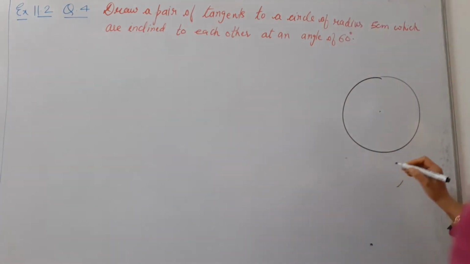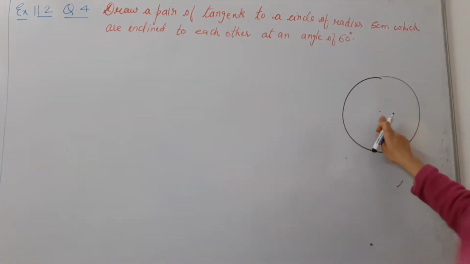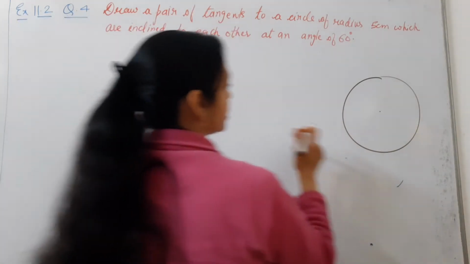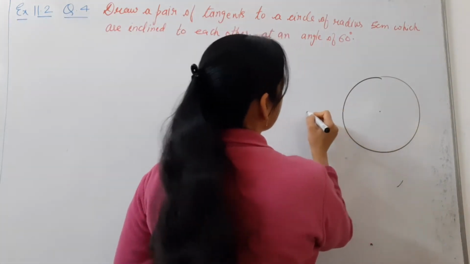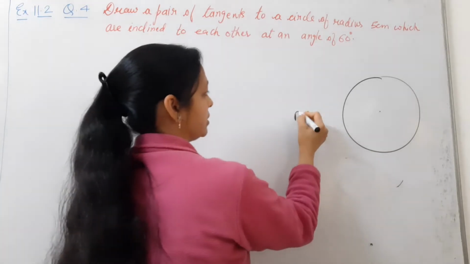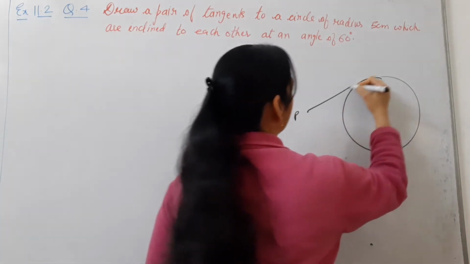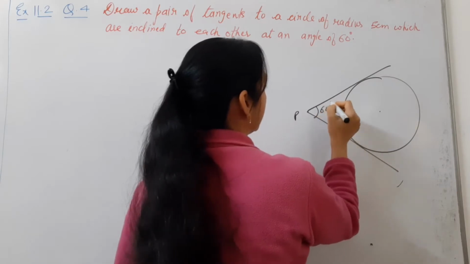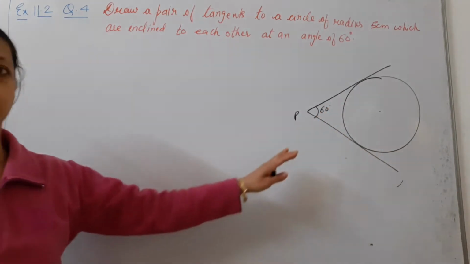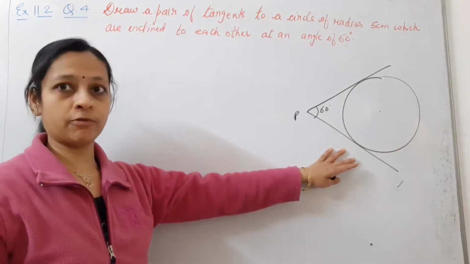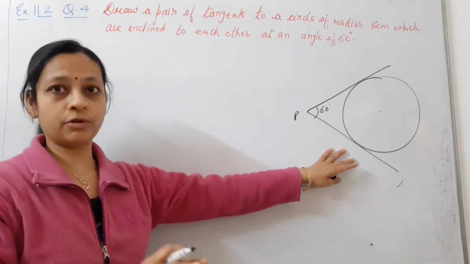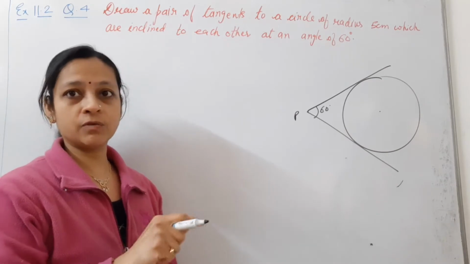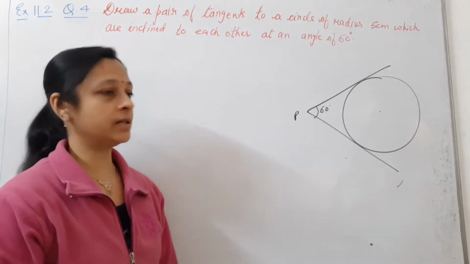We have to draw a circle of radius 5 cm and we have to draw a pair of tangents. Suppose P is any point outside the circle and we have to draw tangents which are inclined to each other at an angle of 60 degrees. This is a rough figure from which we will get an idea how to draw the figure. There are two methods of solving this question. In this video I am going to tell you the first method.